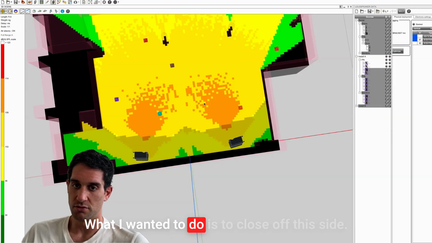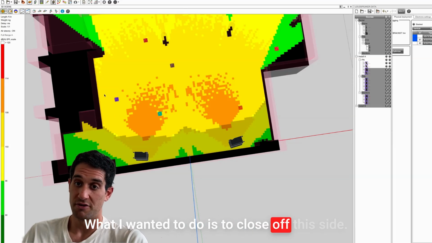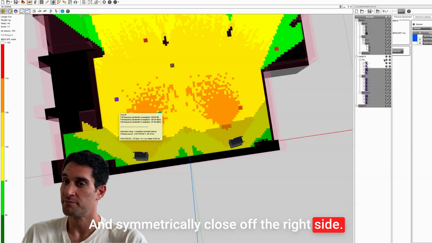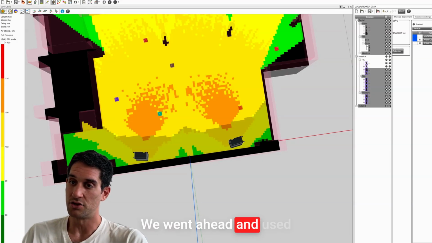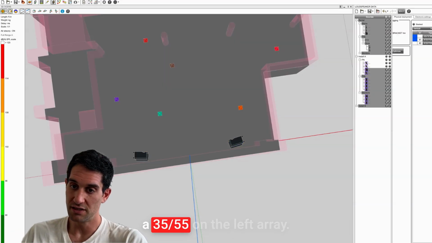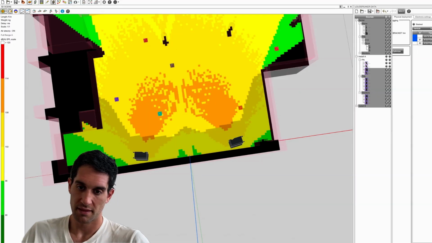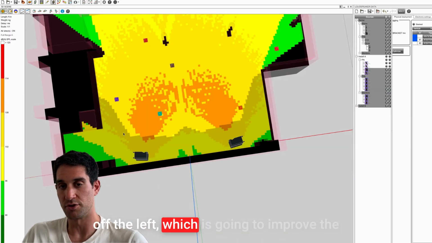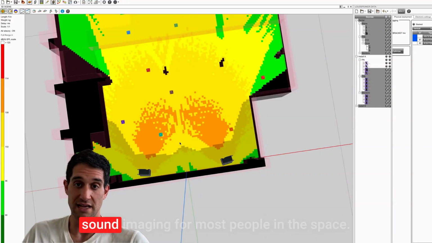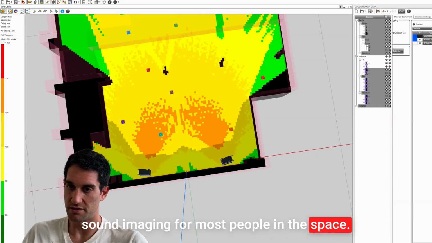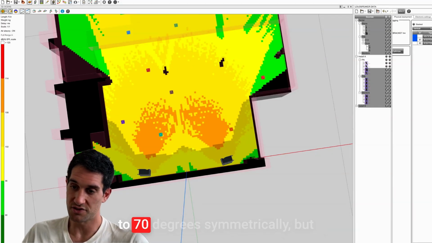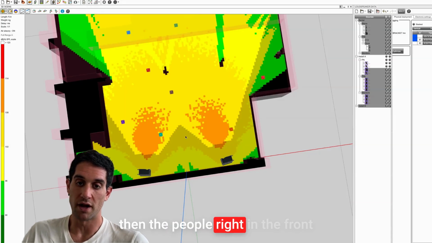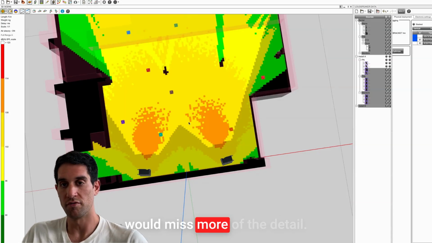What I wanted to do is to close off this side and symmetrically close off the right side. We went ahead and used a 3550 on the left array. And as you can see, that has really closed off the left, which is going to improve the sound imaging for most people in the space. We could close it all the way down to 70 degrees symmetrically, but then the people right in the front would miss more of the detail.